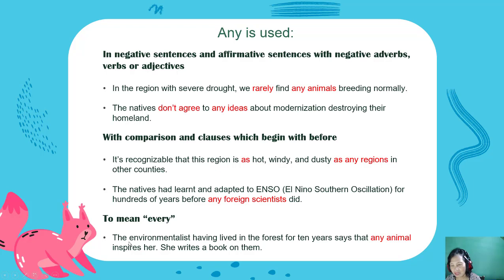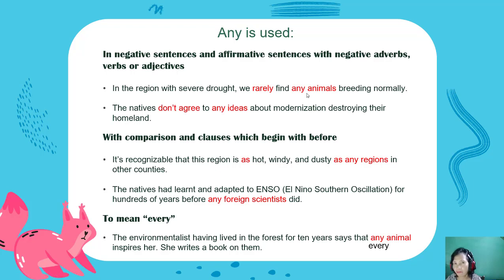The environmentalist, having lived in the forest for 10 years, says that any animal inspires her. She writes a book on them. Any animal. Look at this. Any animal. Animal is countable, but we don't put s here because the meaning is every. But look at this, any ideas, any animals.